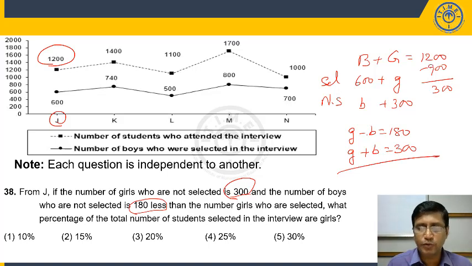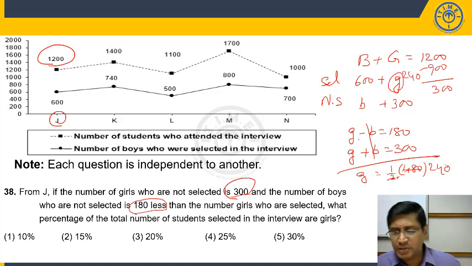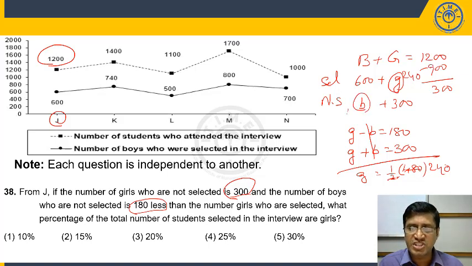G minus B is equal to 180. Adding these two, we get the G value. So G is equal to how much? Half of the sum of these two, that is half of 480. It is 240. G is equal to 240. G is equal to 240 means what about the number of boys? Subtract 180, then it will give 60.